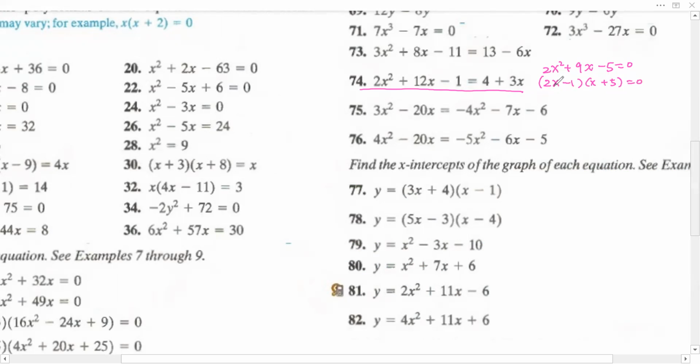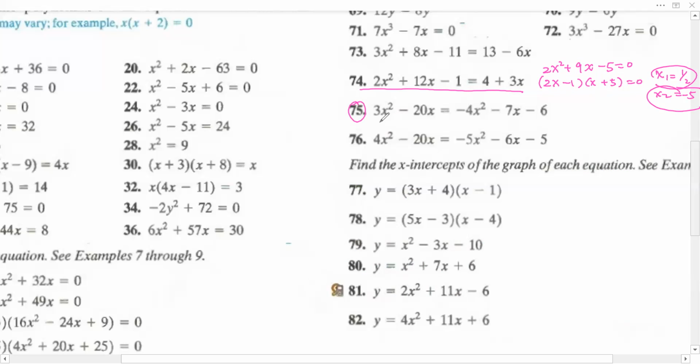All right, let's double check it. 2x squared, plus 10x, negative x, so you get 9x and negative 5, right? You guys can factor this one right now, right? So one of the answers is 1/2. The second answer is negative 5, right? Okay, 75.